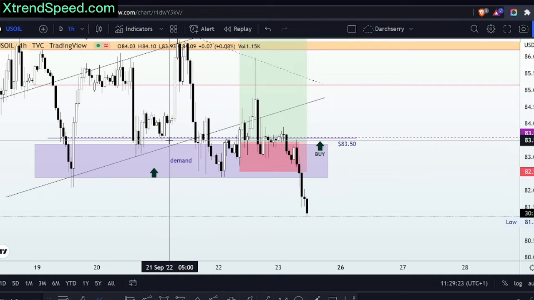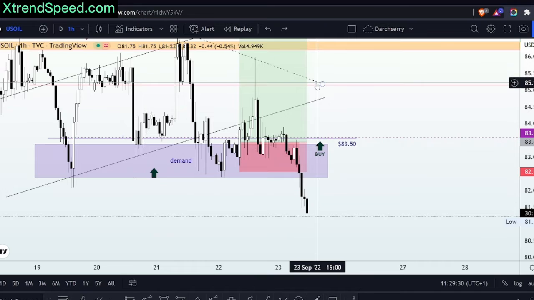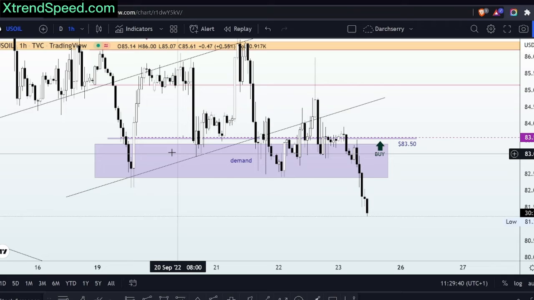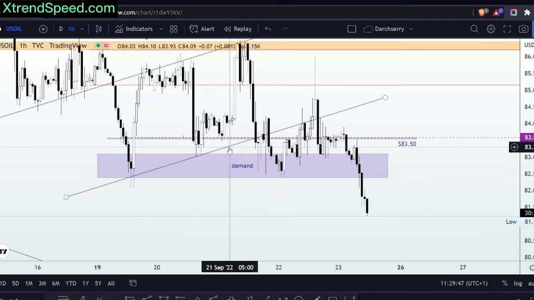So what I'll be doing is to delete some structures that we no longer need at this point before we move on to what our expectation is going to be like for today. So we still need this demand zone here. The demand zone still appears to be relevant, so we still keep it. So we delete this one, and then what we want to be doing now is to identify a key level.